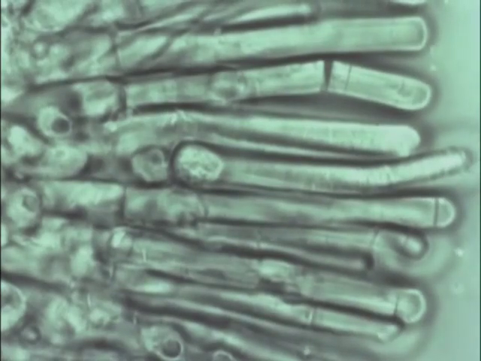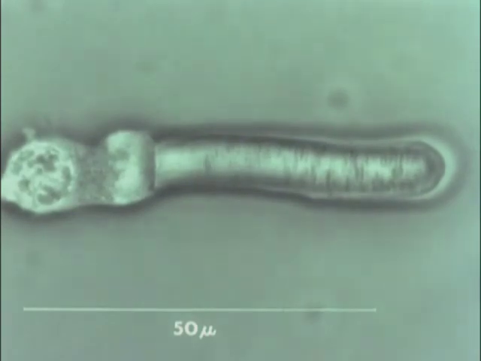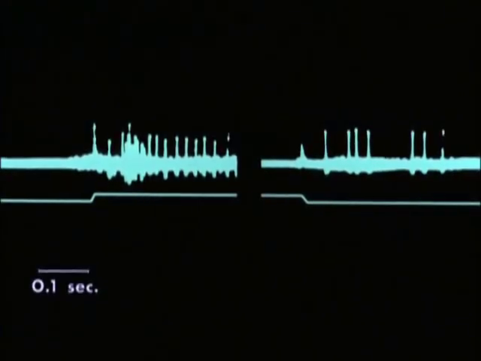Visual cells of the rod type. Here's a close-up of one of those cells, which are receptors responding to light. Pulses are emitted while the stimulus lasts, and also for a brief period after it ceases.